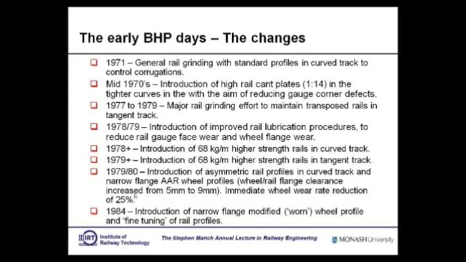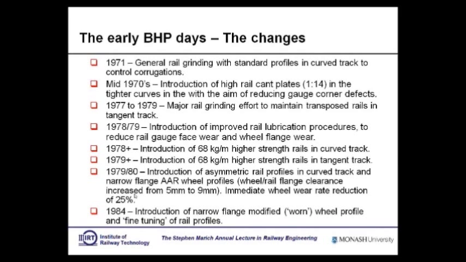So obviously, when you change the rails over, you change the profiles totally, and you've got to get the profiles back to some kind of shape. So there was major rail grinding there. In 78, 79, we started to introduce improved rail lubrication practice to reduce the wear and the wheel flange wear.